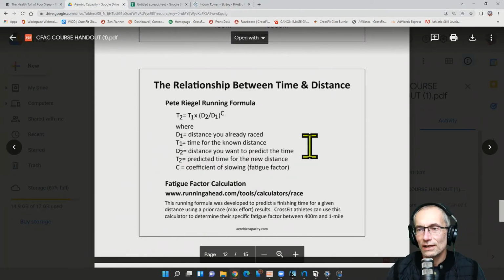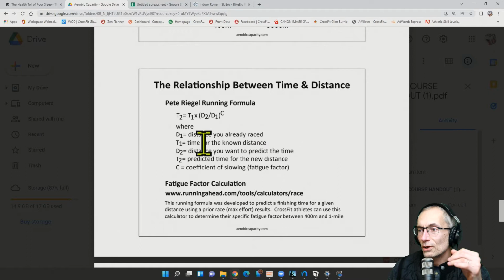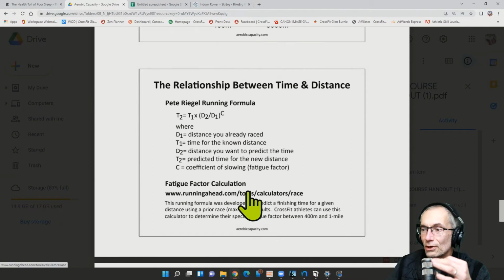Chris Hinshaw in the Aerobic Capacity Specialty course shared with us this formula. It's the Pete Riegel running formula. Your time on the event that you're trying to figure out is related to your time on maybe a shorter event, times the ratio of the two distances taken to this fatigue factor as a coefficient. So you basically take it to that power.